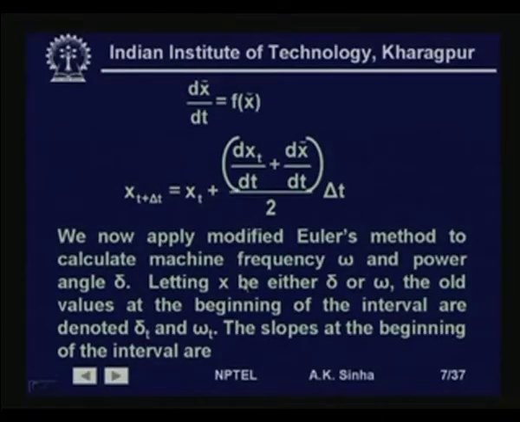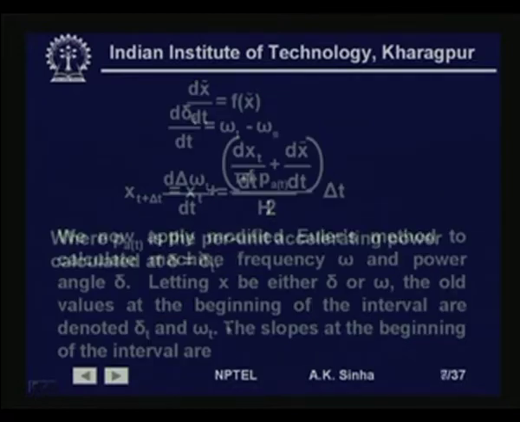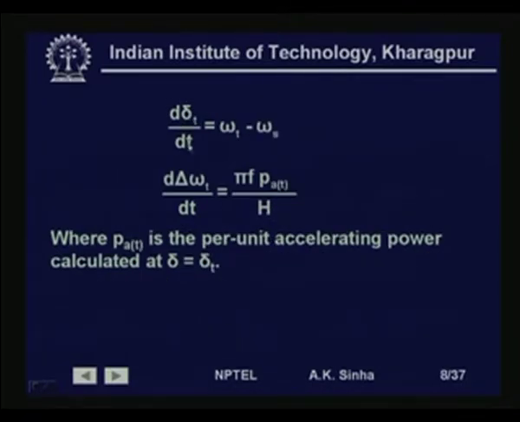So, letting x be either delta or omega, the old values at the beginning of the interval are denoted by delta t and omega t. The slopes at the beginning of the interval are d delta t by dt is equal to omega t minus omega s. This is nothing but delta omega t.